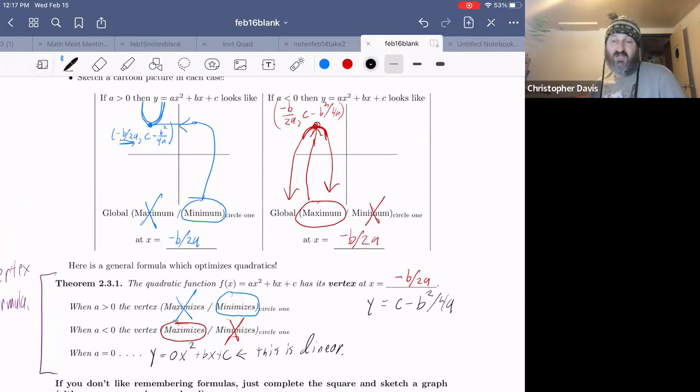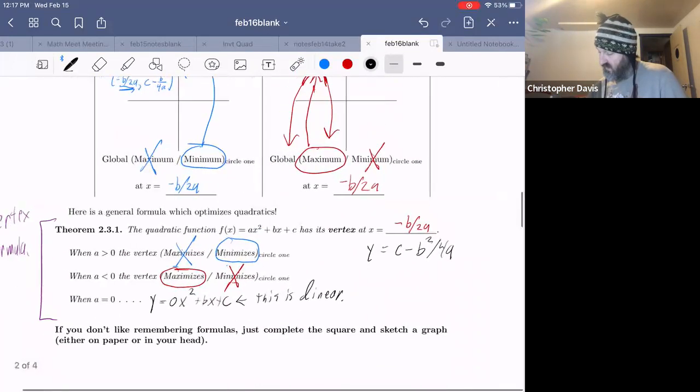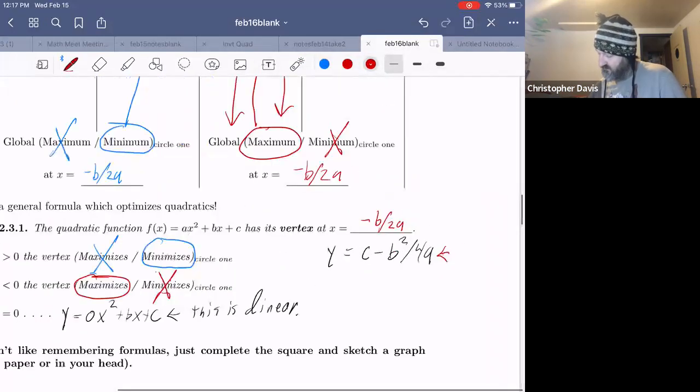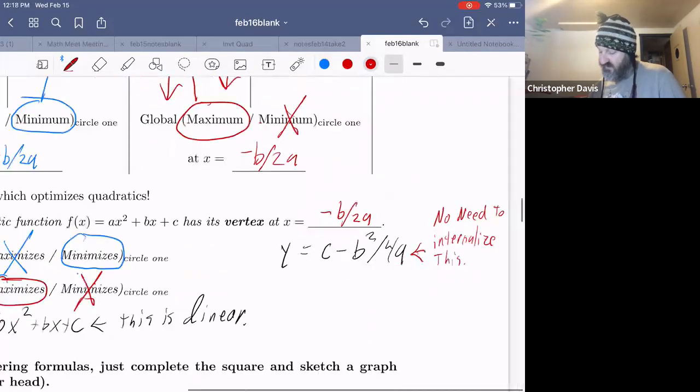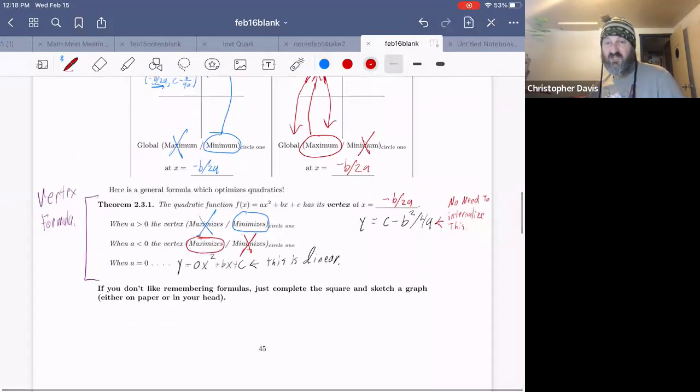There's a reason I didn't put it in the notes, though, and that's because, let's switch colors, there's no need to internalize this. The whole point of the vertex is that it optimizes. Then you get the y value at the maximum by plugging in.